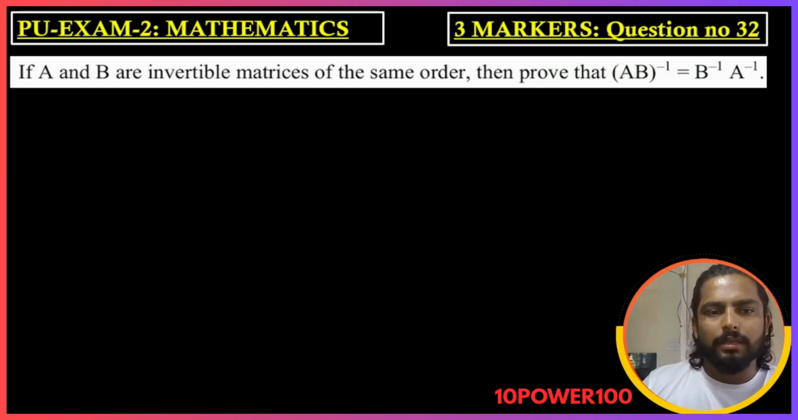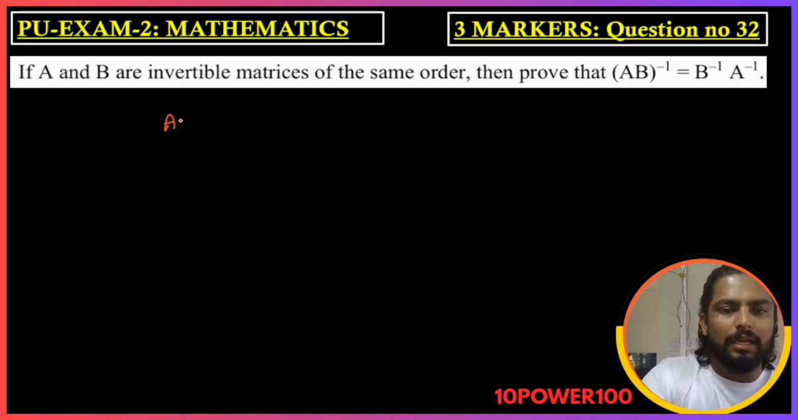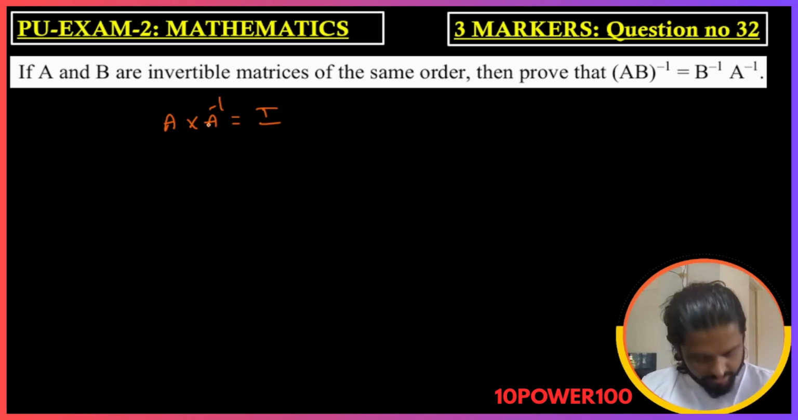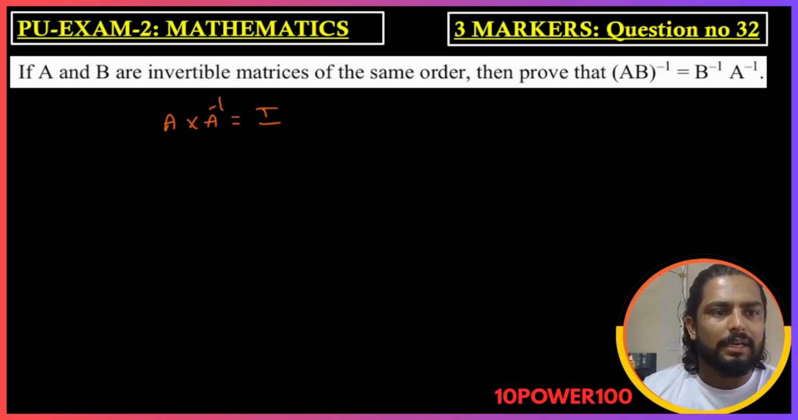Okay, next one. If A and B are invertible matrices of the same order, then prove that AB the whole inverse is equal to B inverse into A inverse. Okay, this can come for 3 marks. So practice well. Okay, so take it like this. We know that A into A inverse is equal to I. Correct? A into A inverse is equal to I. We already did this earlier, so it comes the same way.